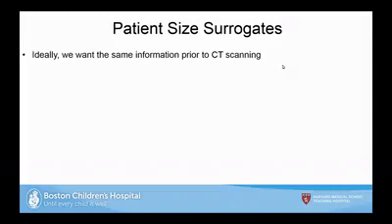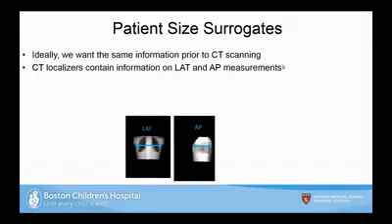Now, ideally, we would want to have information about the SSDE prior to our CT axial scan. So the good news is usually before you do a CT scan, there's two localizers that are acquired, one in the AP direction and one in the lateral direction. So you can get information on the AP and the lateral dimensions from these CT localizers.